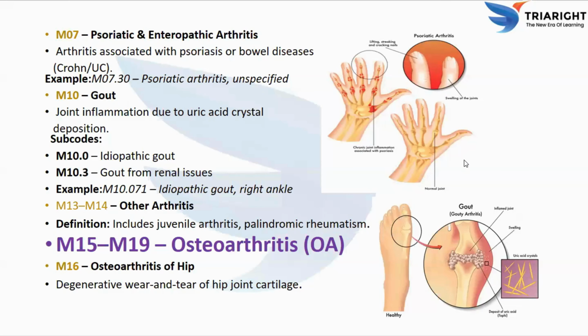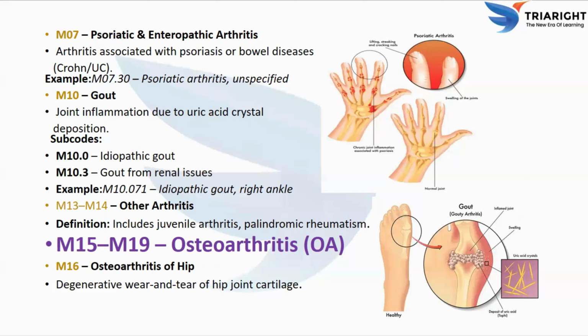Next to rheumatoid arthritis, we have M07, the psoriatic and enteropathic arthritis. What do you mean by it? These groups include arthritis associated with psoriasis and bowel diseases. Psoriasis is an autoimmune skin disease. It leads to chronic joint inflammation. Usually it affects fingers or toes, which leads to sausage digits or dactylitis. Nail changes like pitting, lifting, and cracking, and also asymmetrical joint involvement occur.